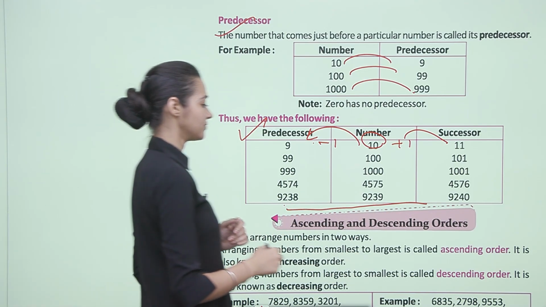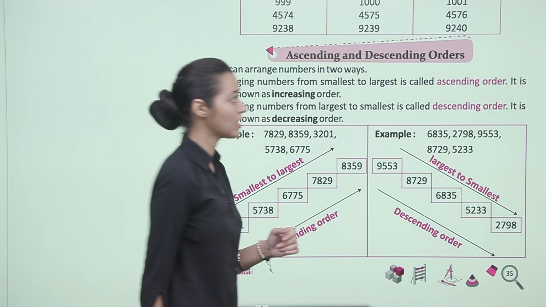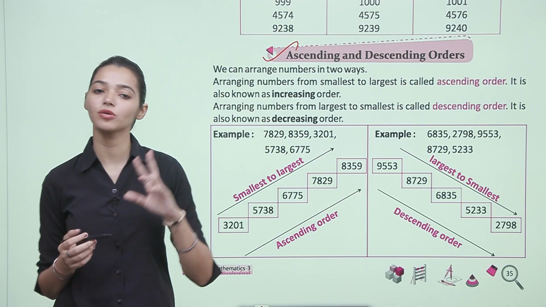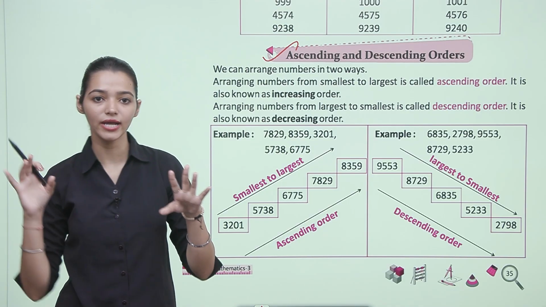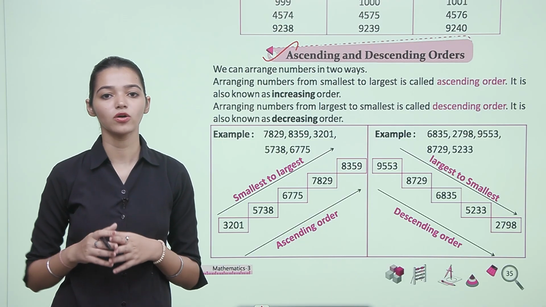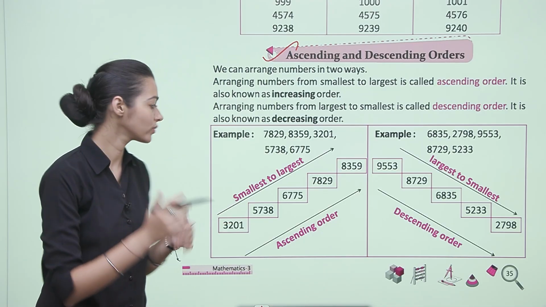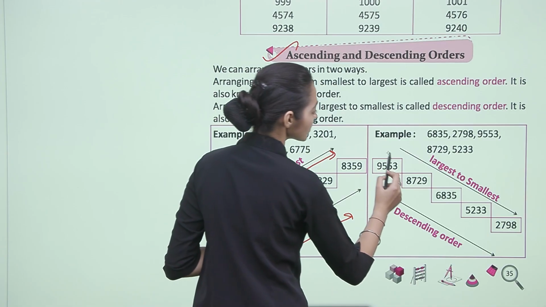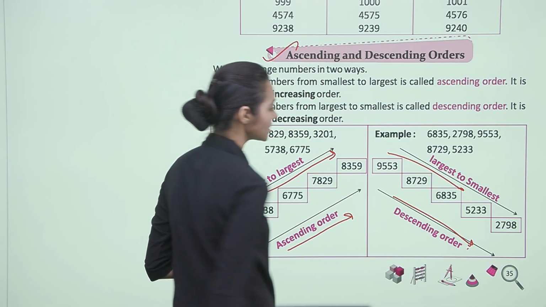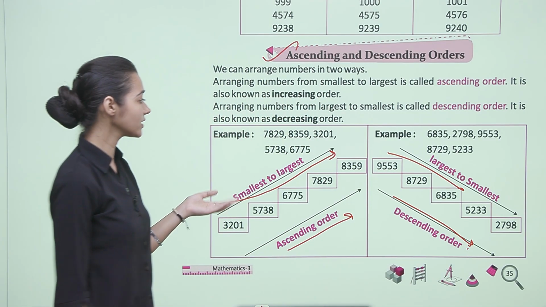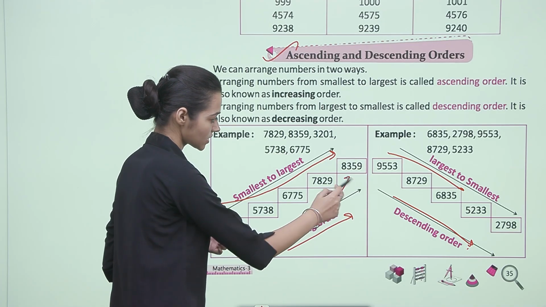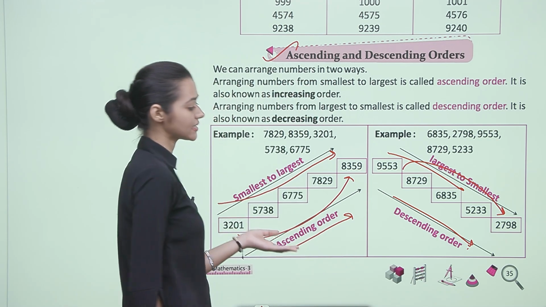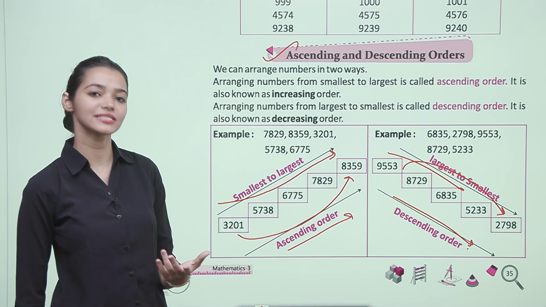Now let's start with our next topic, ascending and descending order. So we arrange numbers in only 2 ways, that is in ascending order or in decreasing or descending order. When we arrange numbers from smaller to greatest like this, that means we are going in ascending order, and if we write numbers from the largest to smallest, that means we are writing in decreasing order. So here we are writing the numbers from the smallest to the greatest number. Here we are writing it from the greatest to the smallest number. So this is ascending order and this is descending order, by our example.